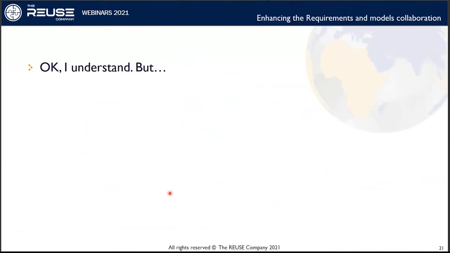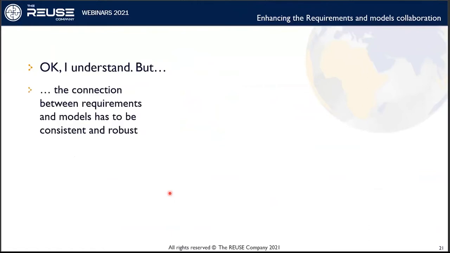Okay, I understand this. I understand that we need to keep the quality up and so on and so forth. But the connection. Now we have to establish some kind of connection between the requirement side and the modeling side. And this needs to be consistent and robust, and it needs to be easy to work with. We understand those things. And if you have good quality in the requirements, do you automatically then get good quality in the models? No, you don't. So you need to be able to both work in isolation and start to compare those and make sure that you actually have the quality that you need on both sides, or in both environments, I should say.